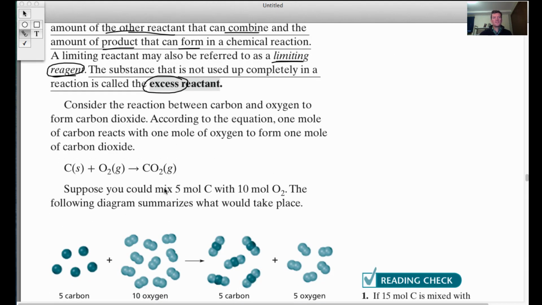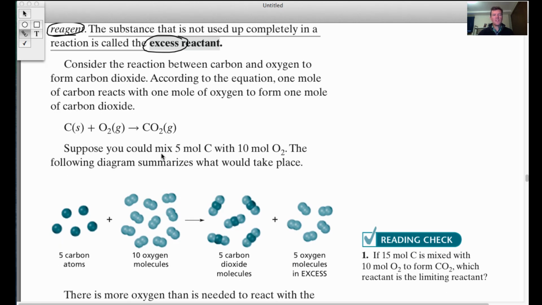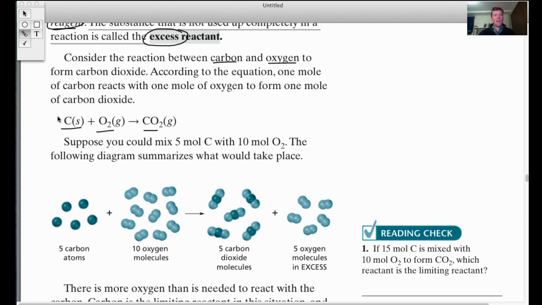Okay? So let's look at this right here. Let's say we have a reaction between carbon and oxygen. Carbon and oxygen, and it's going to form carbon dioxide. Now, this is balanced. What we're saying is for every 1 part carbon, you need 1 part oxygen molecule to produce 1 part carbon dioxide. Okay?